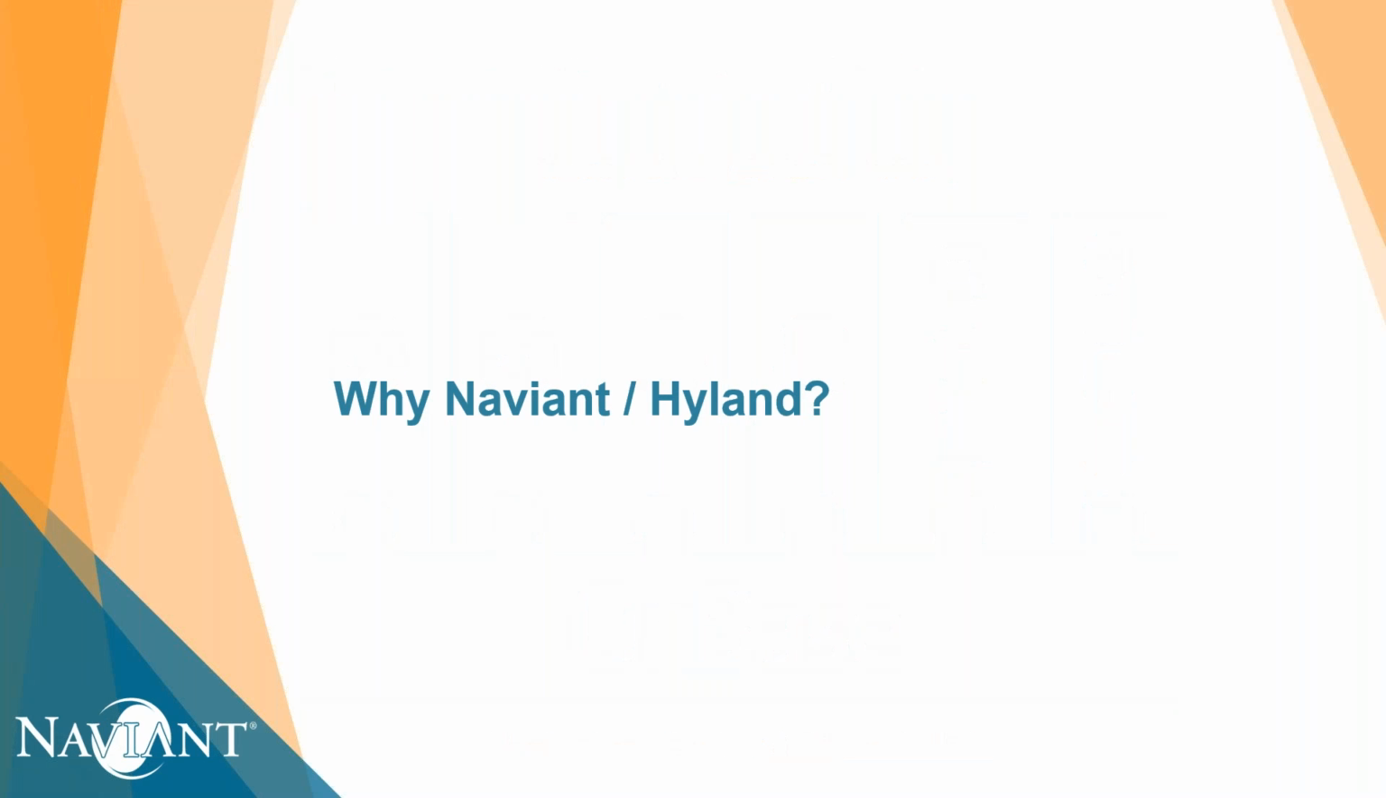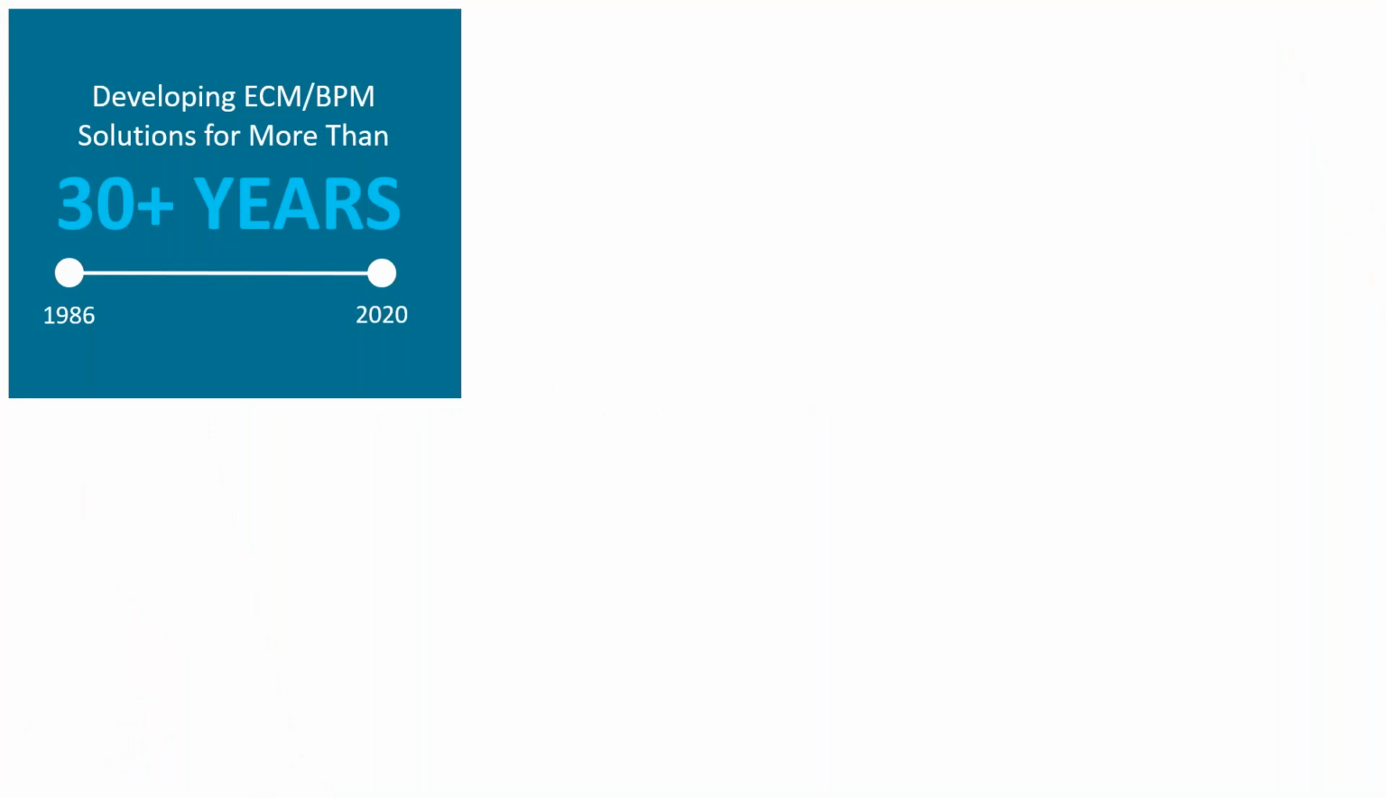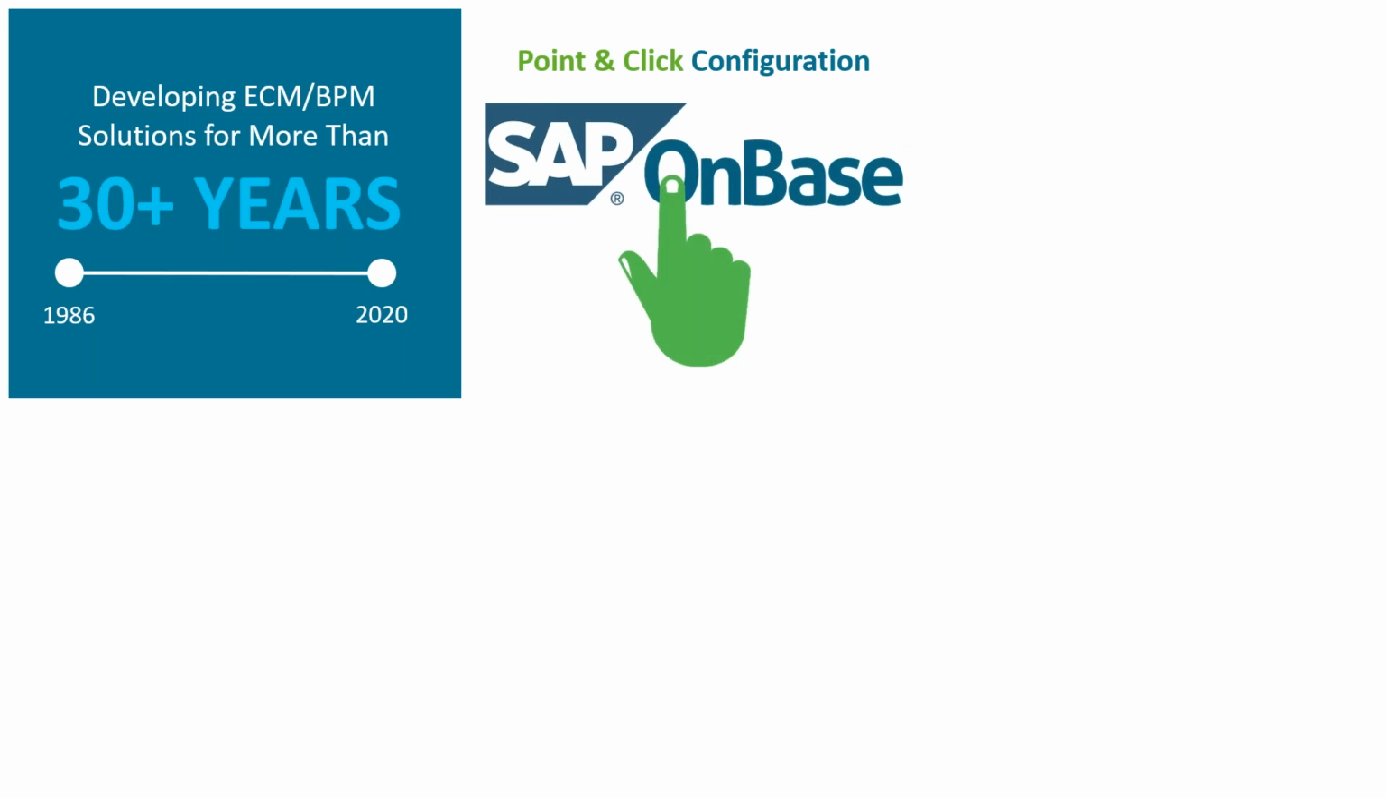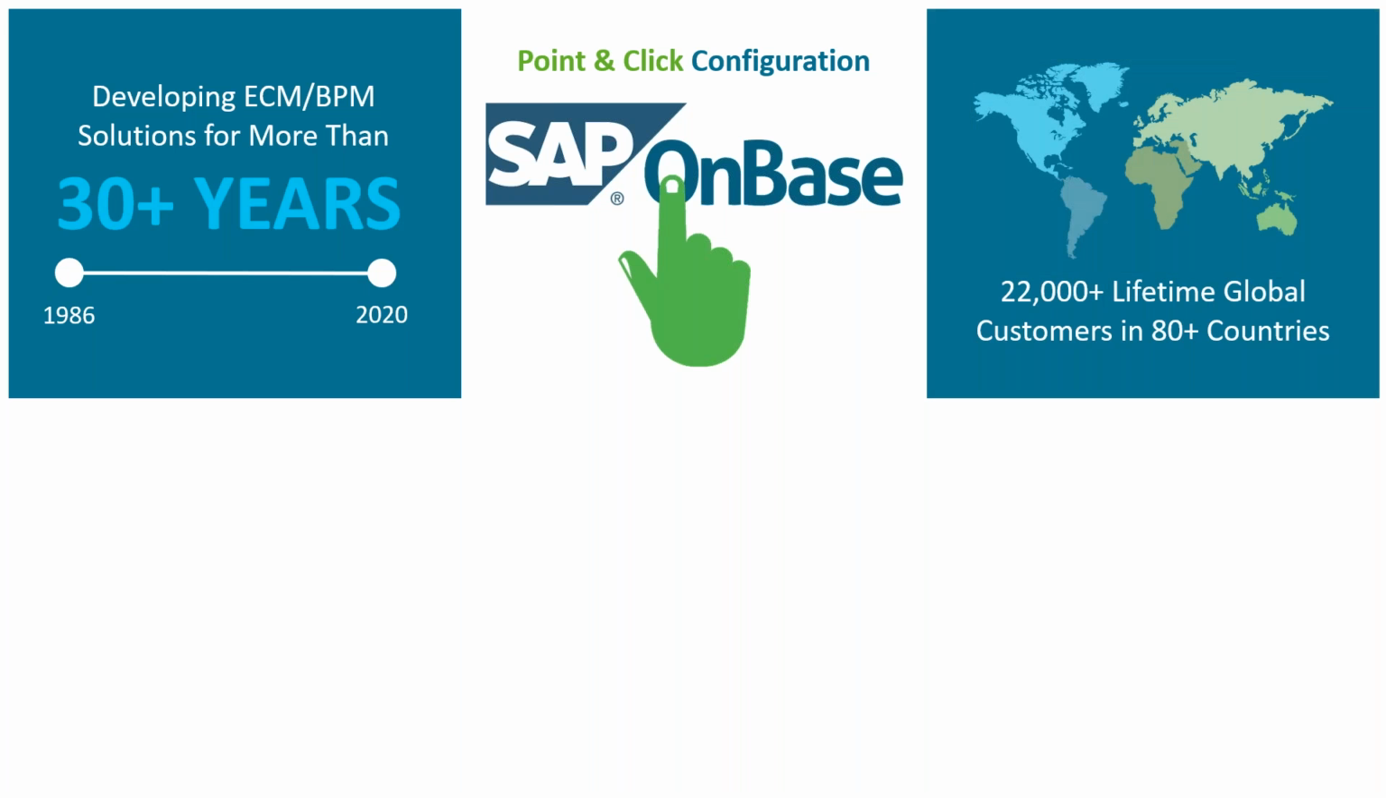So if you take this outside SAP approach, then why should you consider Naviant and the Hyland OnBase platform? Simply, first off, we've been doing this for more than 30 years. This is what we absolutely specialize in and can bring these best practices to your organization. Second, and unique to the Hyland platform, it is entirely point and click configurable, including the certified SAP integration. So there is no need for custom development or scripting. Back to expertise, we have 22,000 customers in 80 plus locations throughout the world to draw upon when designing and supporting your solution.